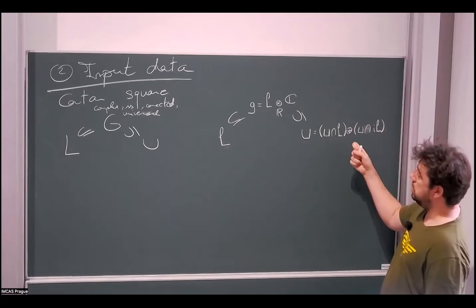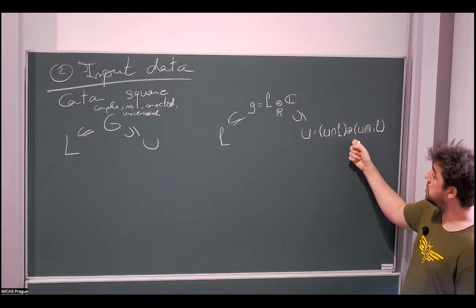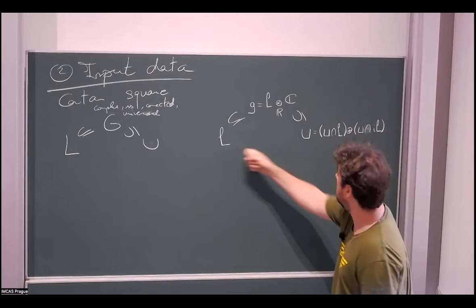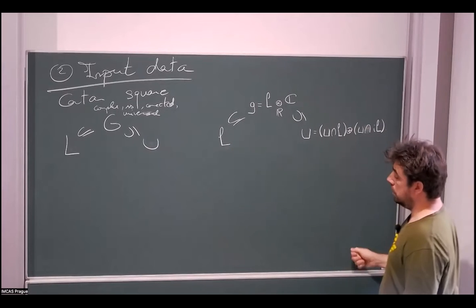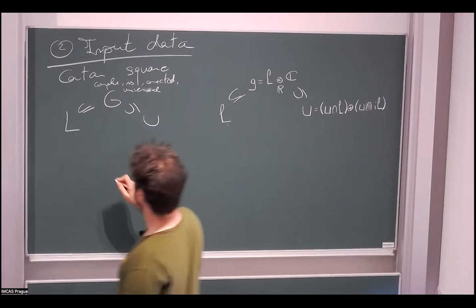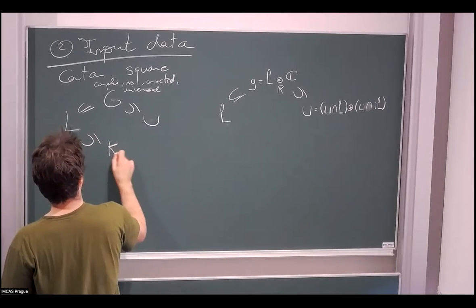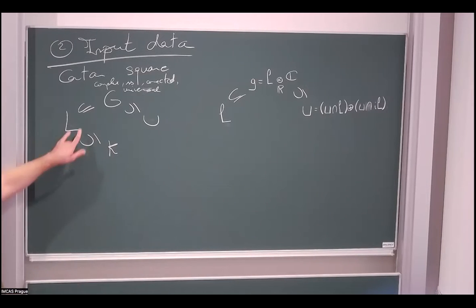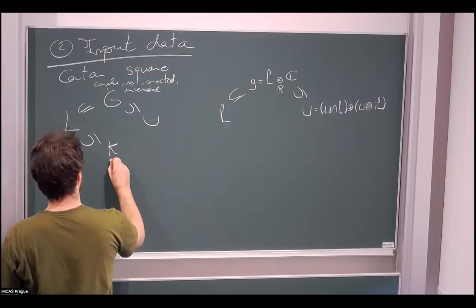And it turns out that you can always do this. You can always choose U in such a way that you have compatibility in this way. And once I have constructed a suitable U satisfying this condition, I can complete my square by looking at the intersection of L and U.